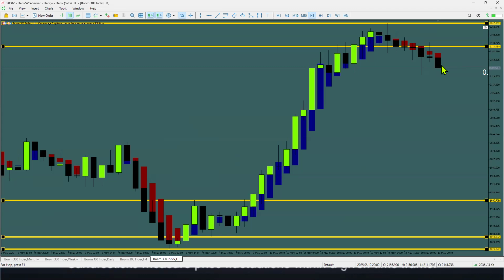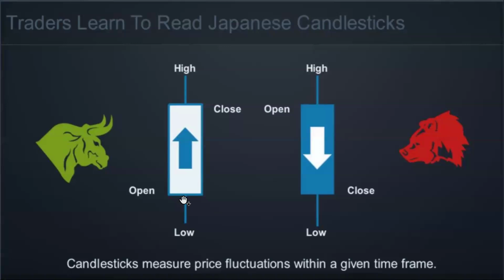even though it's showing black. Now, let me explain it to you. If the candlestick opens from here, anything above this place will be showing white. Anything below this place will be showing blue. Do you understand me? A bit lost.